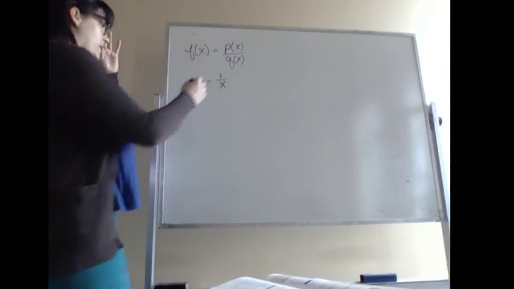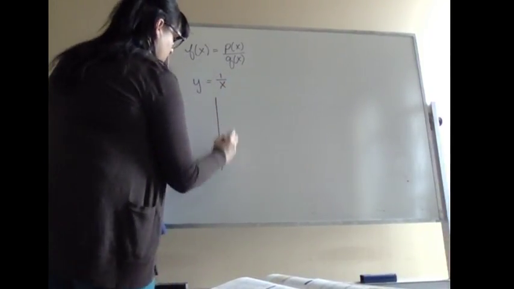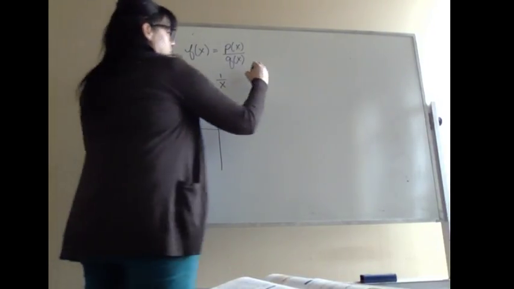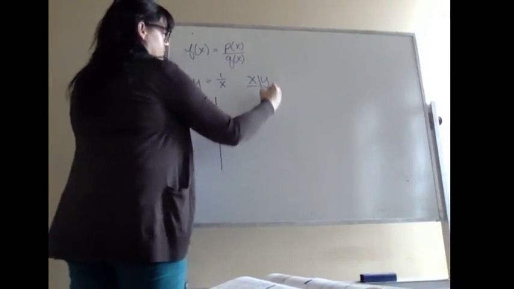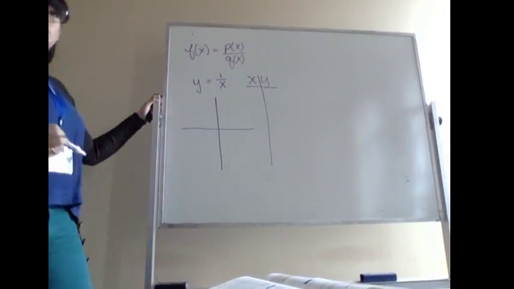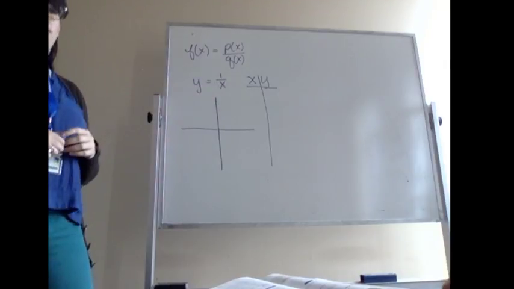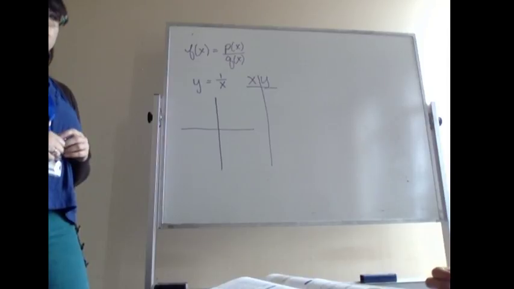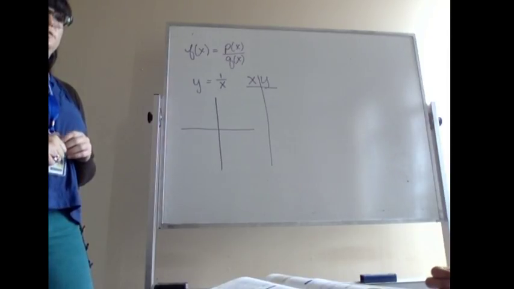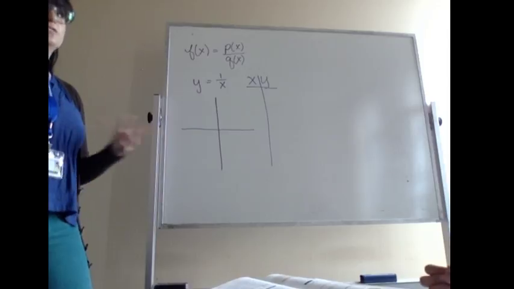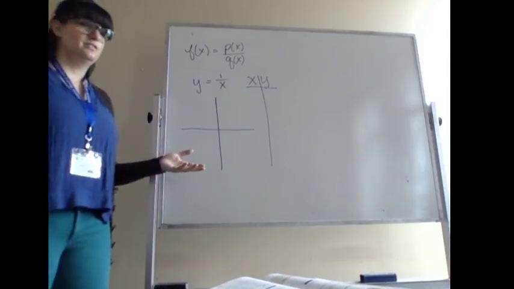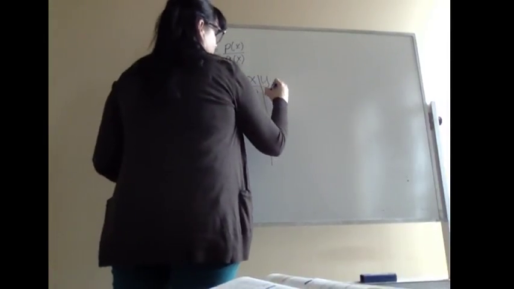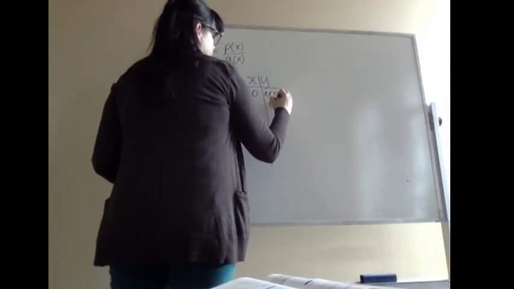So, to graph this, you can think about it. First of all, what would happen if I plugged in 0 for x? What would I get? y equals 1 over 0, which is impossible. You would not get a point. So if I plugged in 0 for x, it becomes an error. What if I plugged in 0 for y?